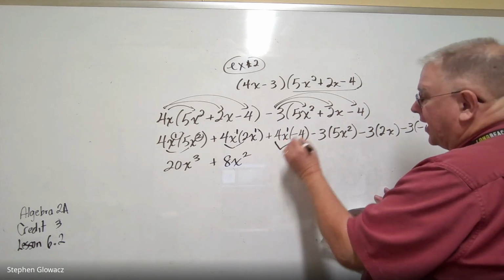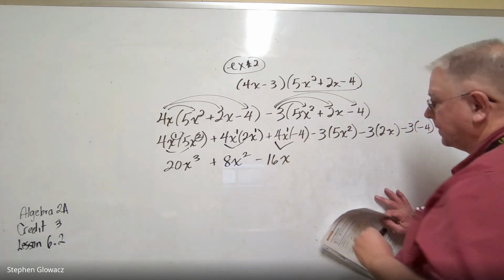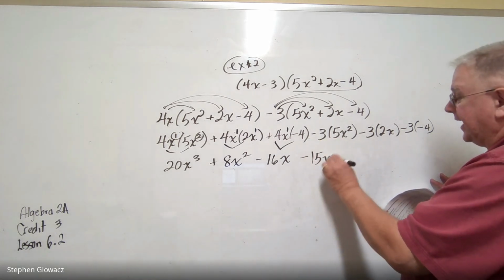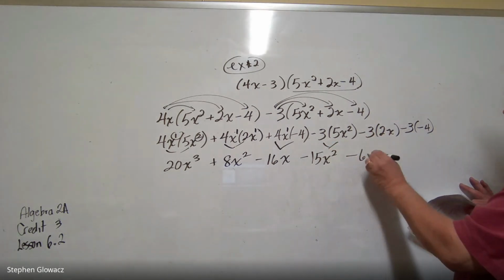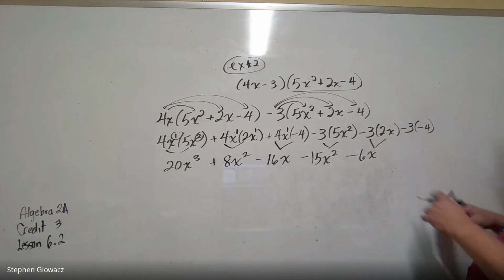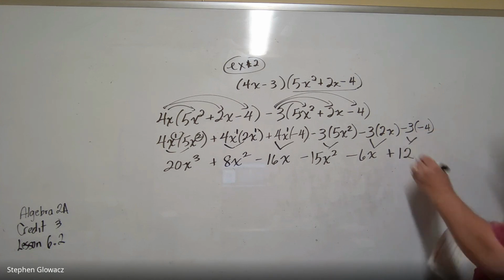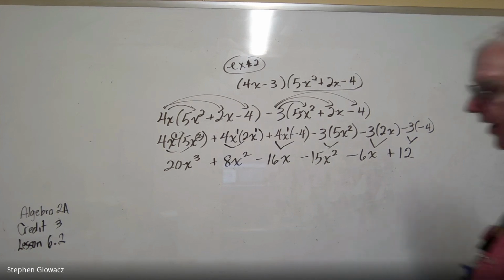Next, we have 4 times negative 4 is negative 16x. Next, we have negative 3 times 5 is negative 15x to the second. Negative 3 times 2 is negative 6x. And then finally, a negative times a negative is a positive, and 3 times 4 gives us 12. The last thing we have to do is group our like terms and simplify.